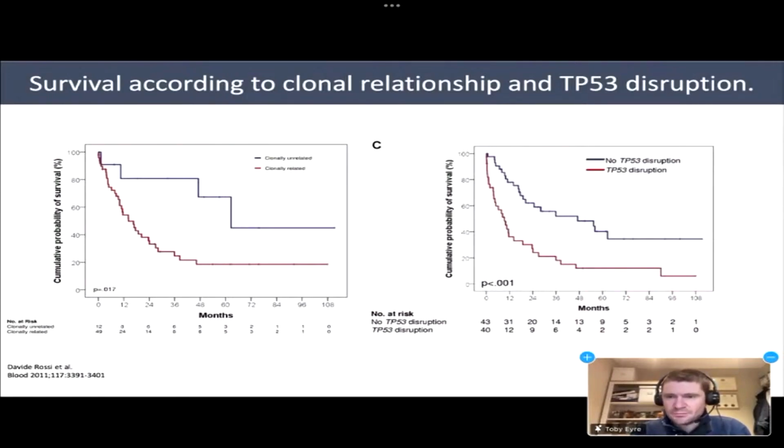And the other important factor, and this has been a consistent finding, is that patients with a TP53 deletion or mutation do substantially worse from a progression-free survival point of view compared to those patients that don't have a TP53 disruption. You can see here the differences in this series from over a decade ago now.